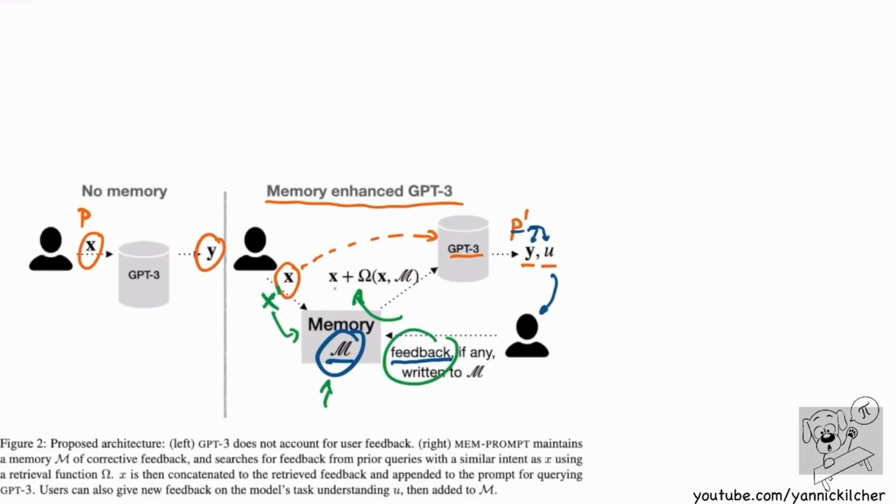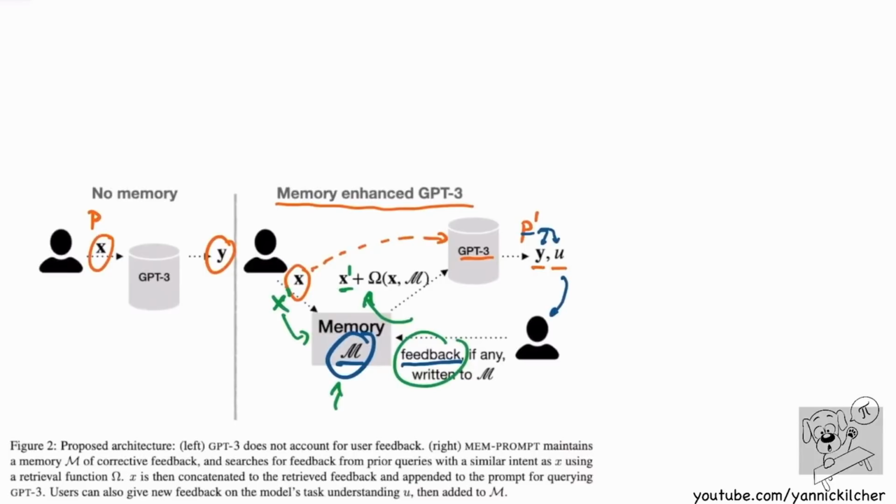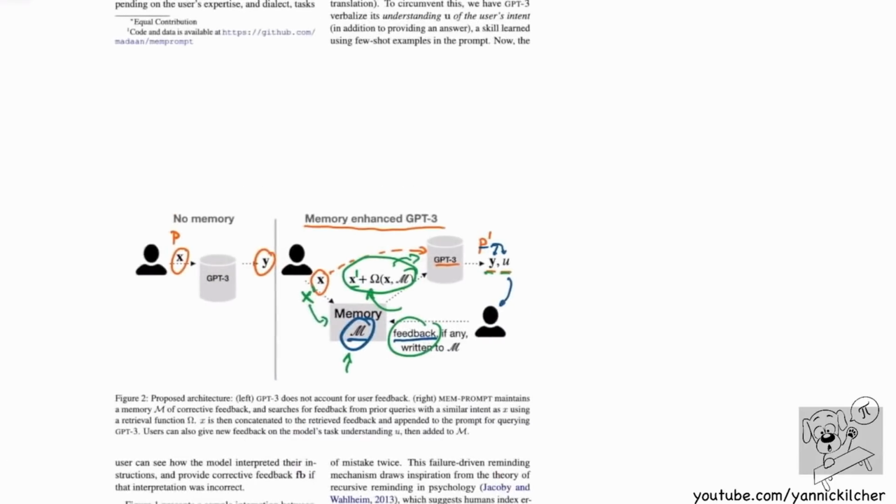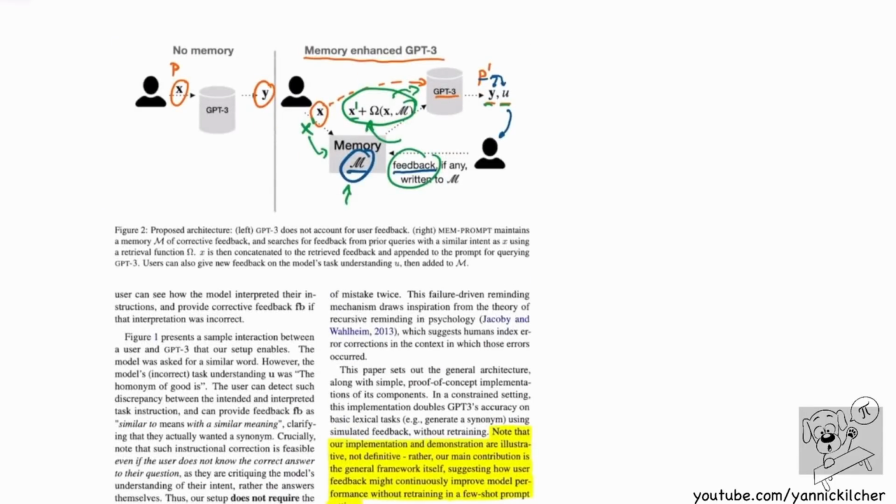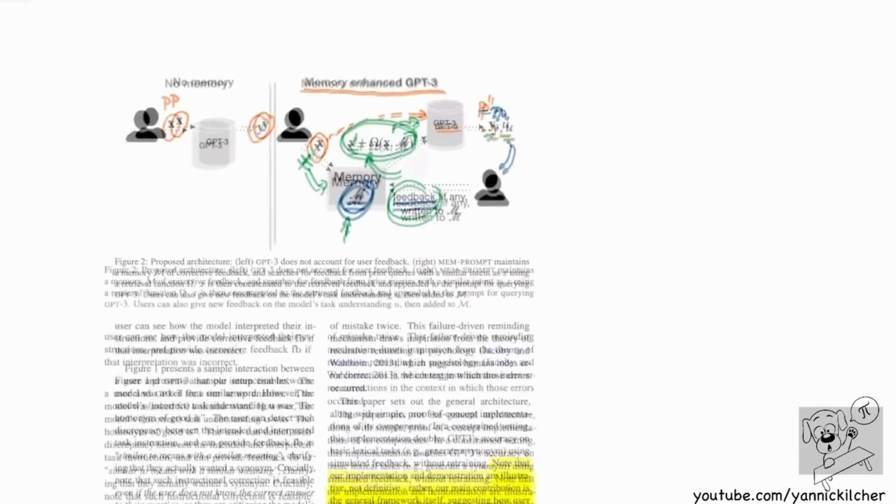So this is the X prime right here. The X prime is being augmented with the feedback that the user has given previously and then submitted to GPT-3. And with that feedback, GPT-3 is now more likely able to give the correct answer. And if it's misunderstood, the user can give feedback again. And that would make it even better in the next few iterations. So this is the overarching system.